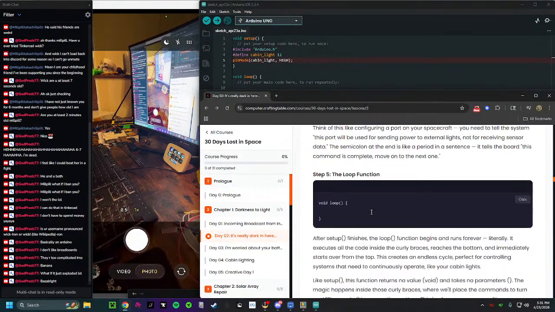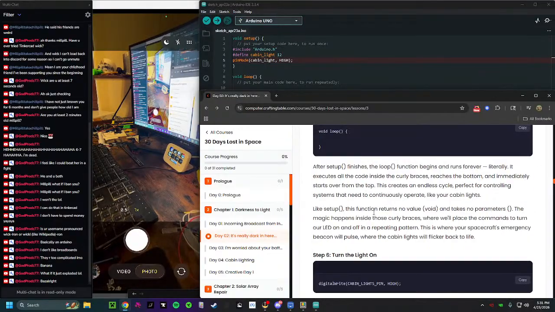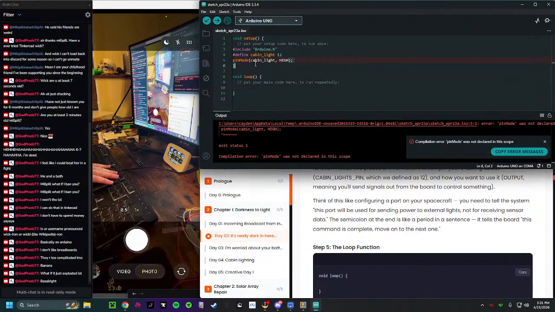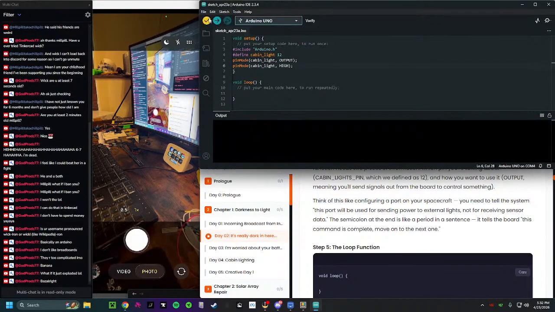What does it mean by that? Do I have to do this? Oh, I have to do this. See, I don't like C++. Now let's try verify.